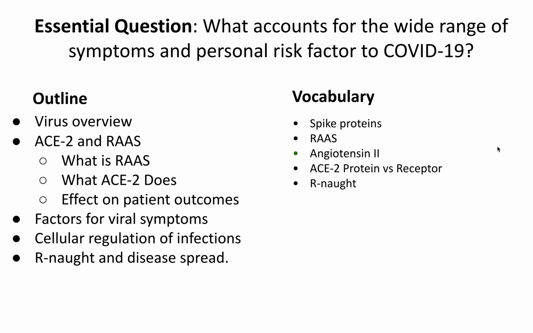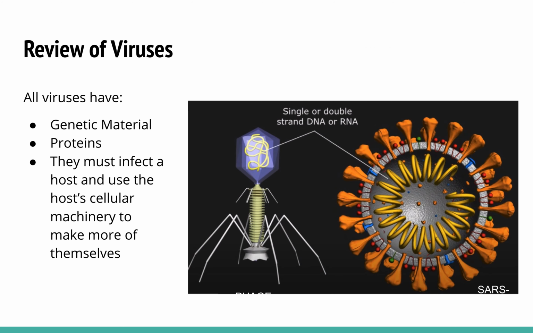We're not going to cover a ton of new vocabulary, though there will be some complicated concepts that I'm going to introduce. All right, so just a really quick recap of viruses. All viruses have genetic material that's DNA or RNA. They contain proteins that might be a capsid protein, other helpful proteins and enzymes, and in particular, spike proteins depending on the virus, such as COVID-19's virus, whose name is SARS-CoV-2.